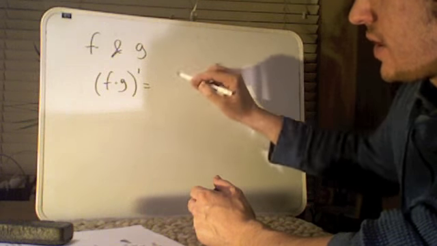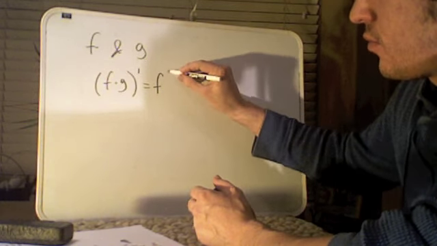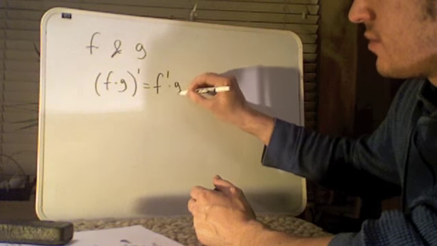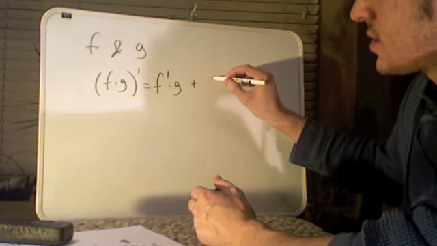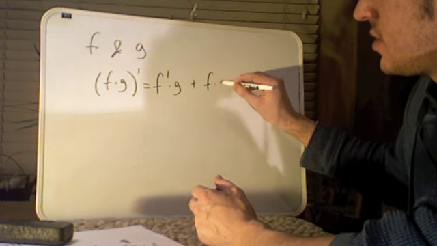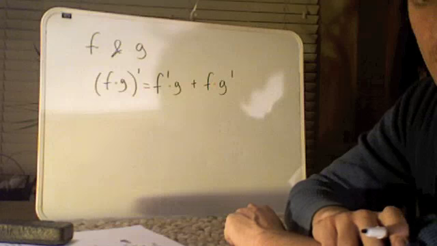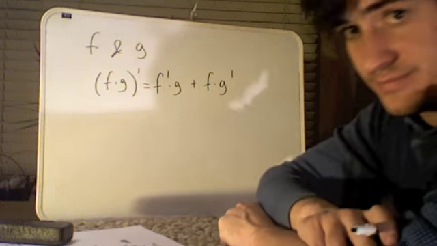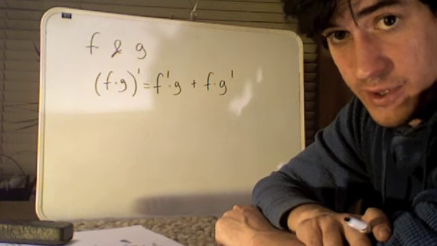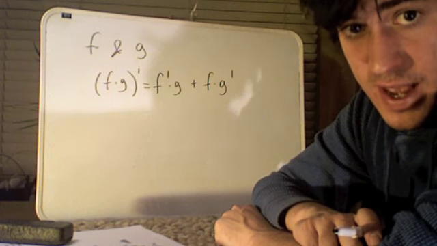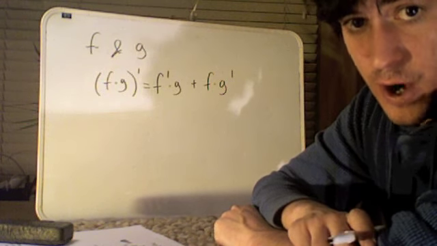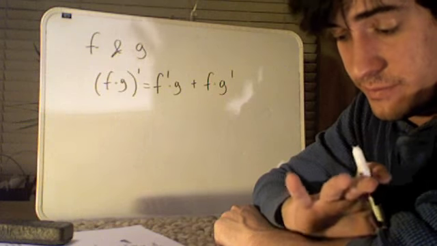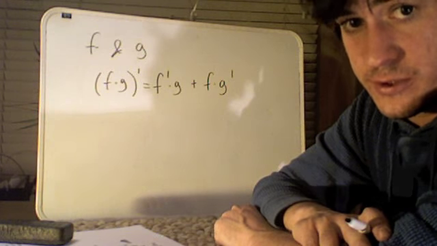F times g, take the derivative of that, is f prime times g plus f times g prime. Okay? F prime g plus f g prime. Sorry, lean in the camera and say it again. F prime g plus f g prime. That's the product rule. You can figure out a lot of derivatives using that product rule.